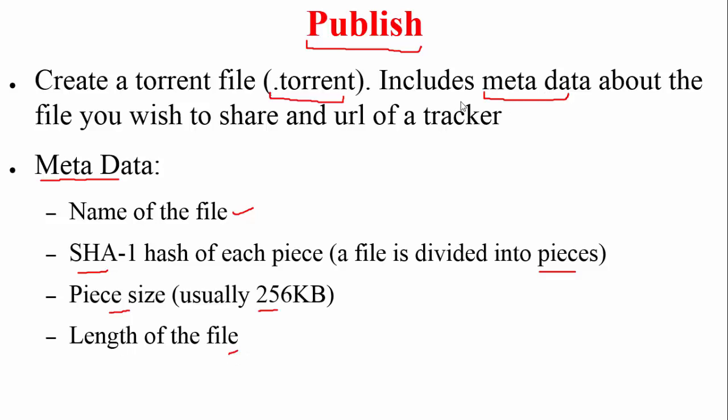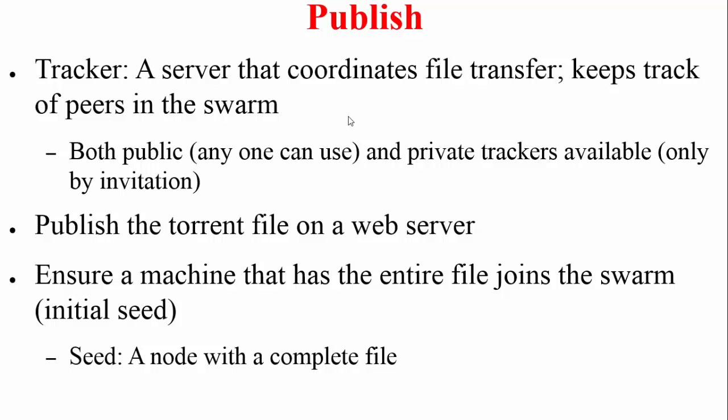Apart from this metadata, you also include a URL of a tracker. What is the role of the tracker? A tracker is nothing but a server that is going to coordinate this file transfer in the swarm. It's going to keep track of peers in the swarm and help them. These tracker servers, you have both public tracker servers as well as private trackers. In public, anyone can use them. It is a service being provided by someone. Private trackers, on the other hand, are available only by invitation. So you need to be invited to be able to use a private tracker.